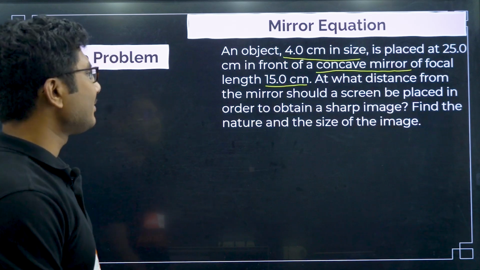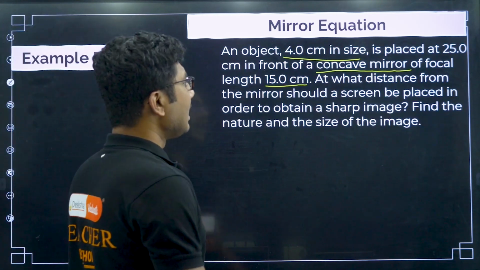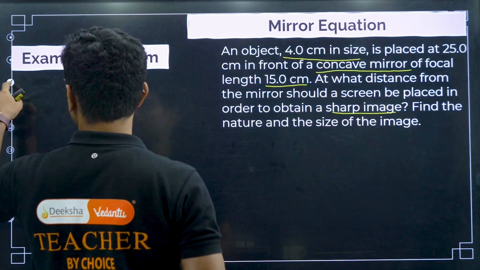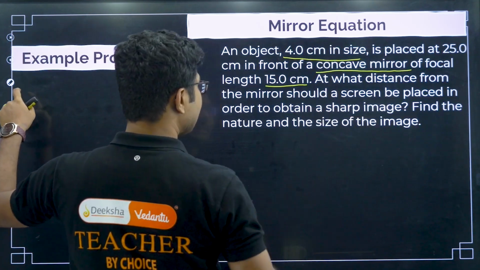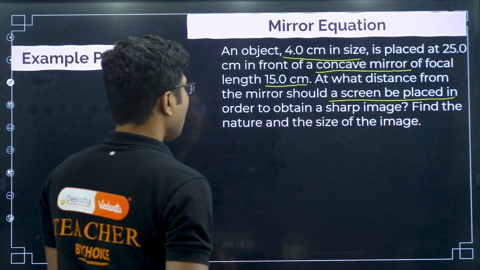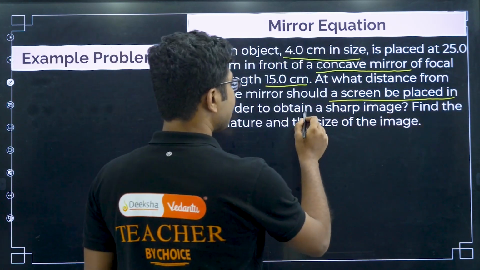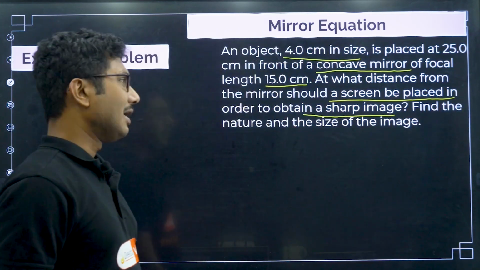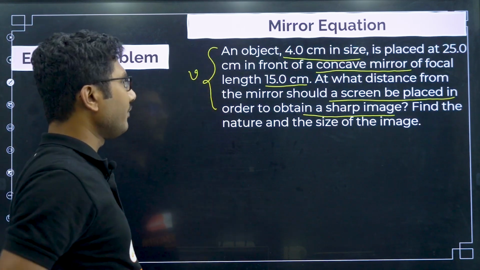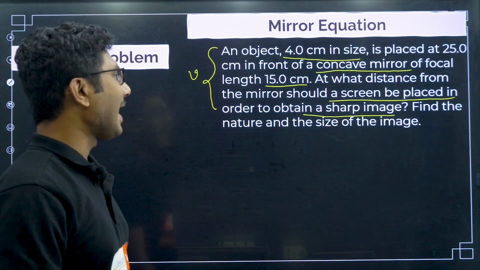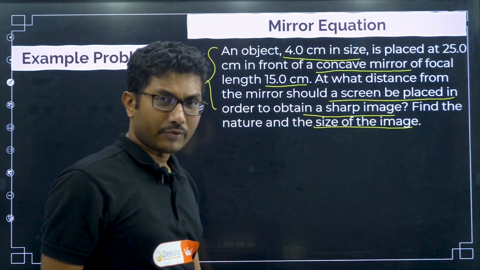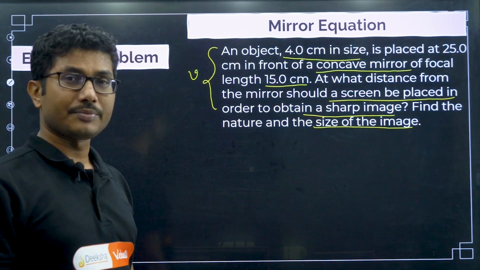At what distance from the mirror should a screen be placed in order to obtain a sharp image? So first of all we have to find the V. So the first part is talking about V. From here we have to calculate the V. Then find the nature and size of the image. For the size of the image, we have to use the formula for magnification.